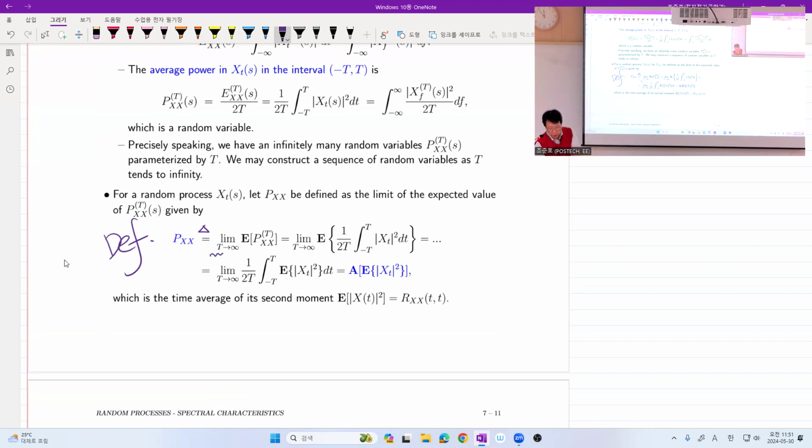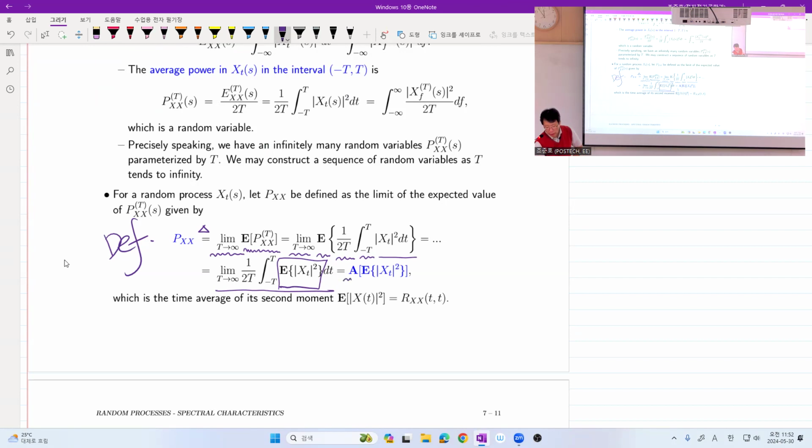So see that? Let T tend to infinity, and you have the expectation of the instantaneous power of the truncated signal. So you have the limit, you have the expectation, you have 1 over 2T, you have the finite interval of x of t. And we can rewrite it like this. And here, this is nothing but the time average of the expectation of x of t squared, which is what? The instantaneous power of the random process.